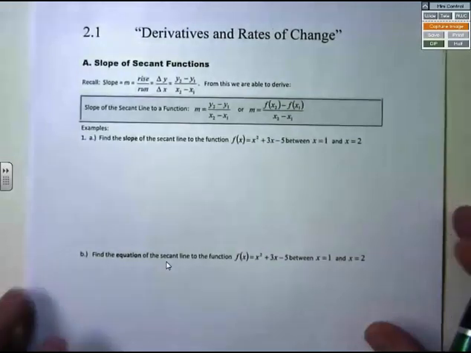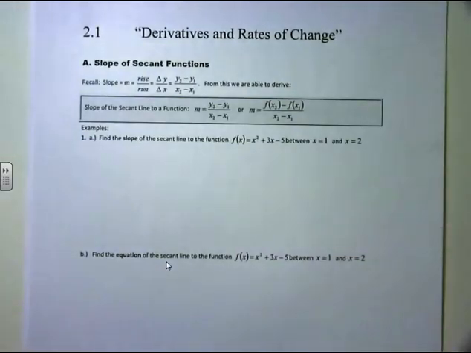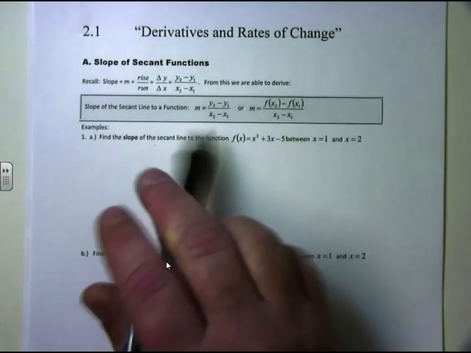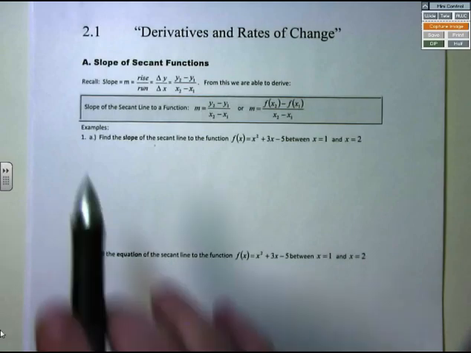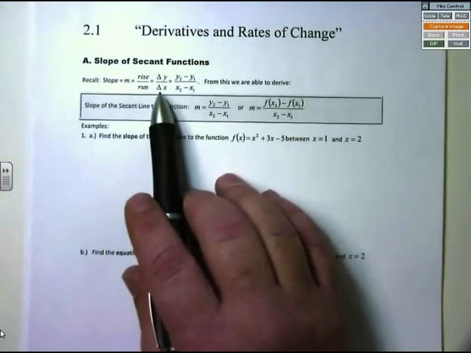Now we're in chapter 2. This is section 2.1, derivatives and the rate of change. So we're beginning to get into the concept of derivatives in calculus. But a little background, you guys should be familiar with the idea of slope. And the idea of slope is rise over run, or change in y over change in x.